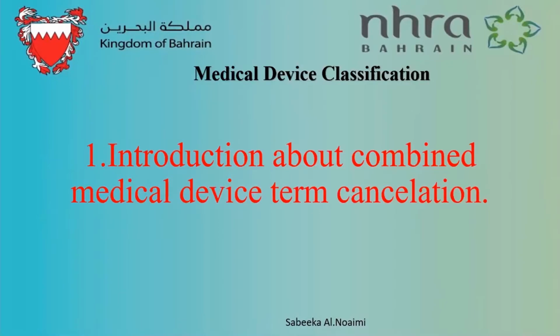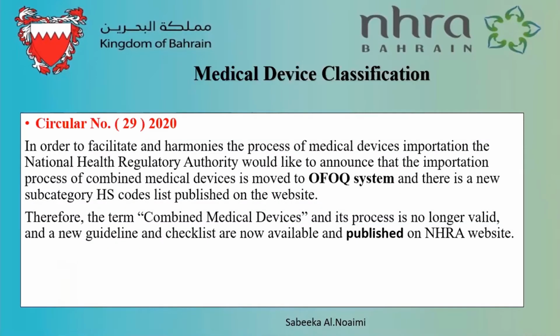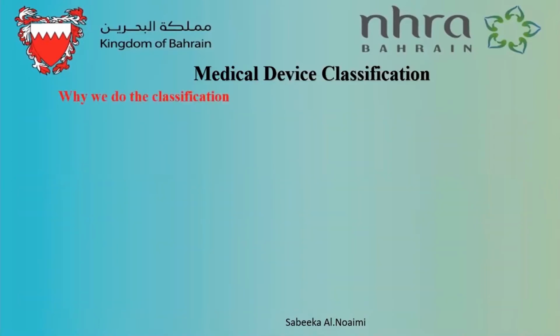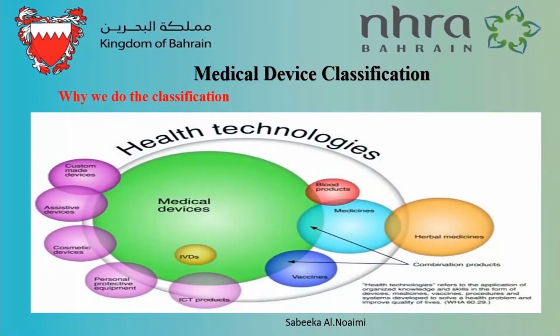The first topic is introduction about the combined medical device term to cancellation. Based on circular number 29, the process of combined medical device importation requirement has been uploaded in our system. And the update of HS code we will find on our website. Why do we do the classification? If you see the green circle of the medical device overlap with other products, this is the purpose for the classification.